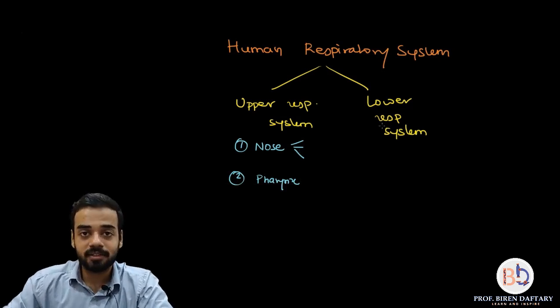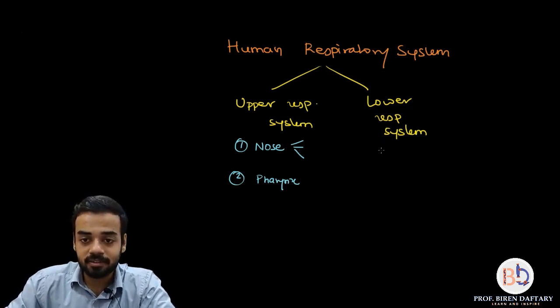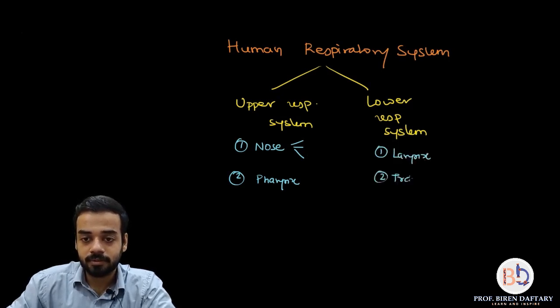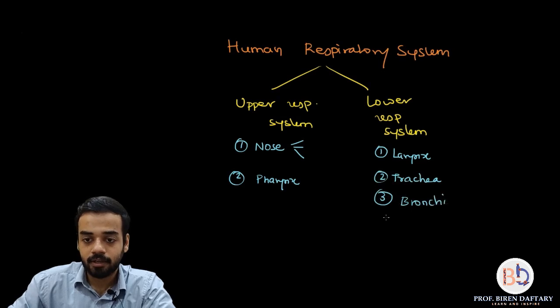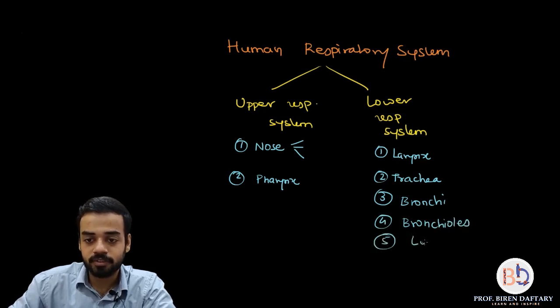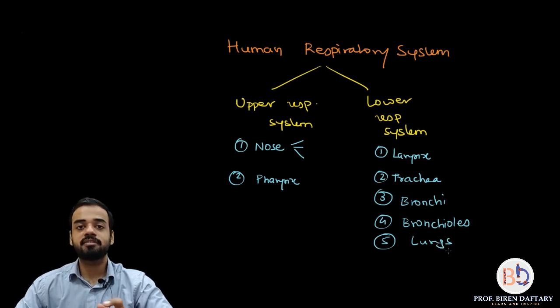And the lower respiratory system is basically made up of the larynx, then the trachea, next the bronchi and bronchioles, and finally the last part, which are the lungs. So this is just the summary of your entire respiratory system.